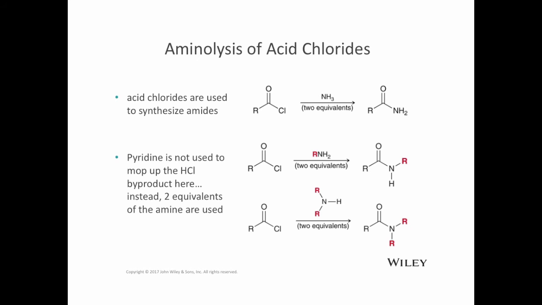And acid chlorides can be used to make amides. So if you want a primary amide, you would use ammonia NH3. If you wanted a secondary amide, you would use RNH2. And if you wanted a nitrogen with two R groups, you would use a secondary amine. And notice in all of these, we're going to use two equivalents of the amine.